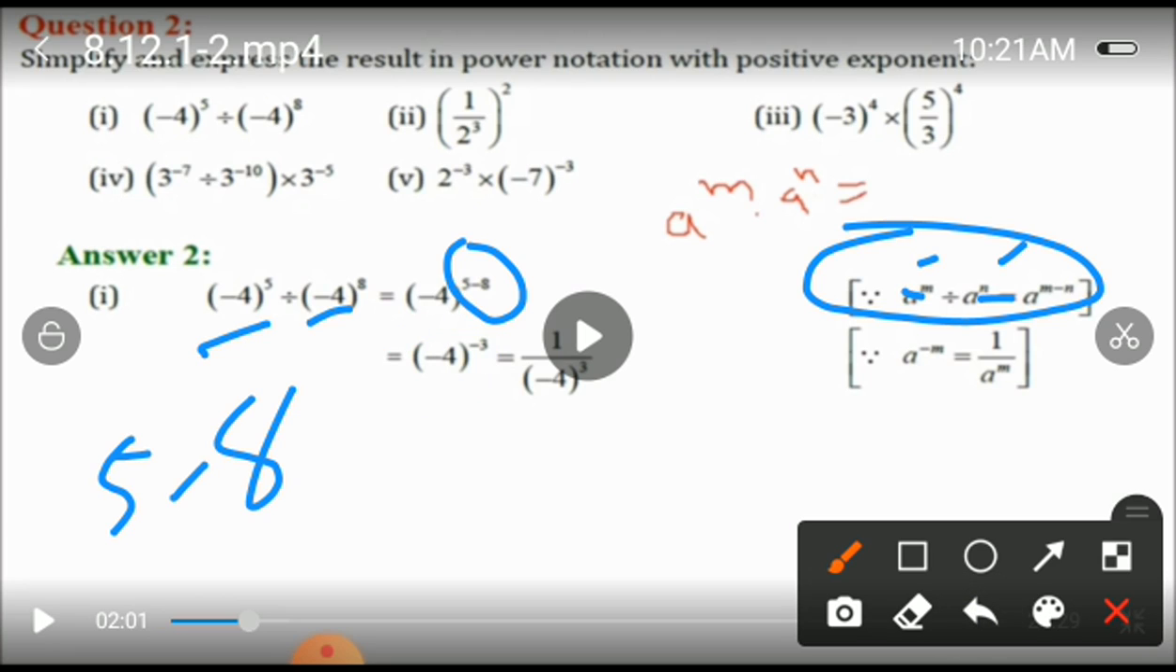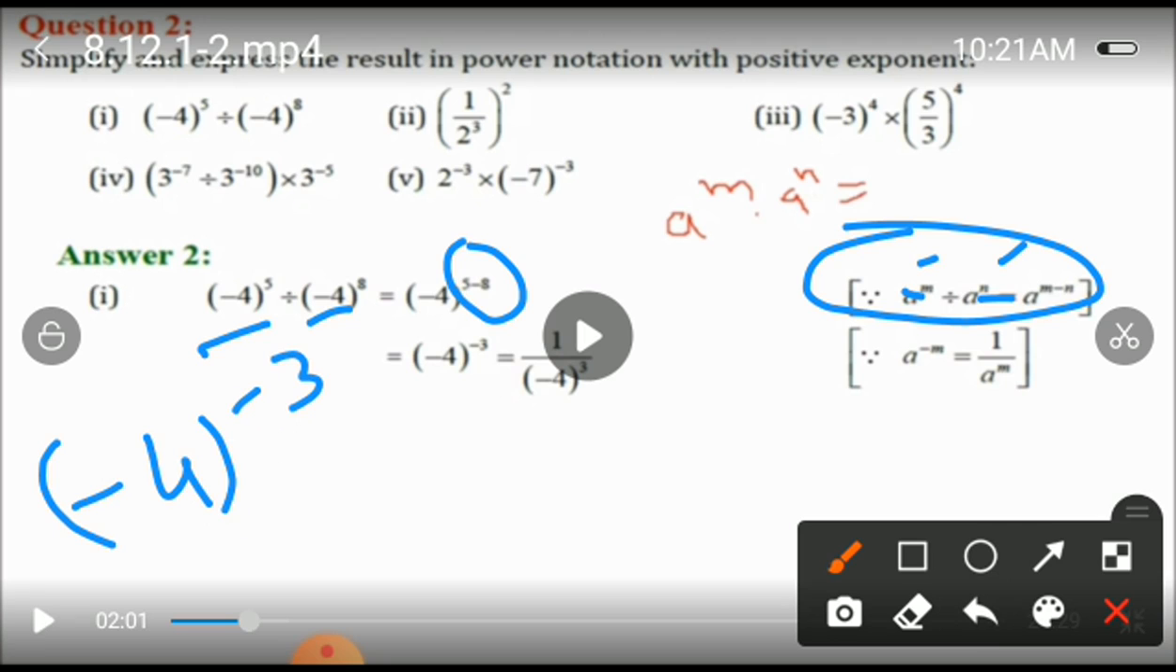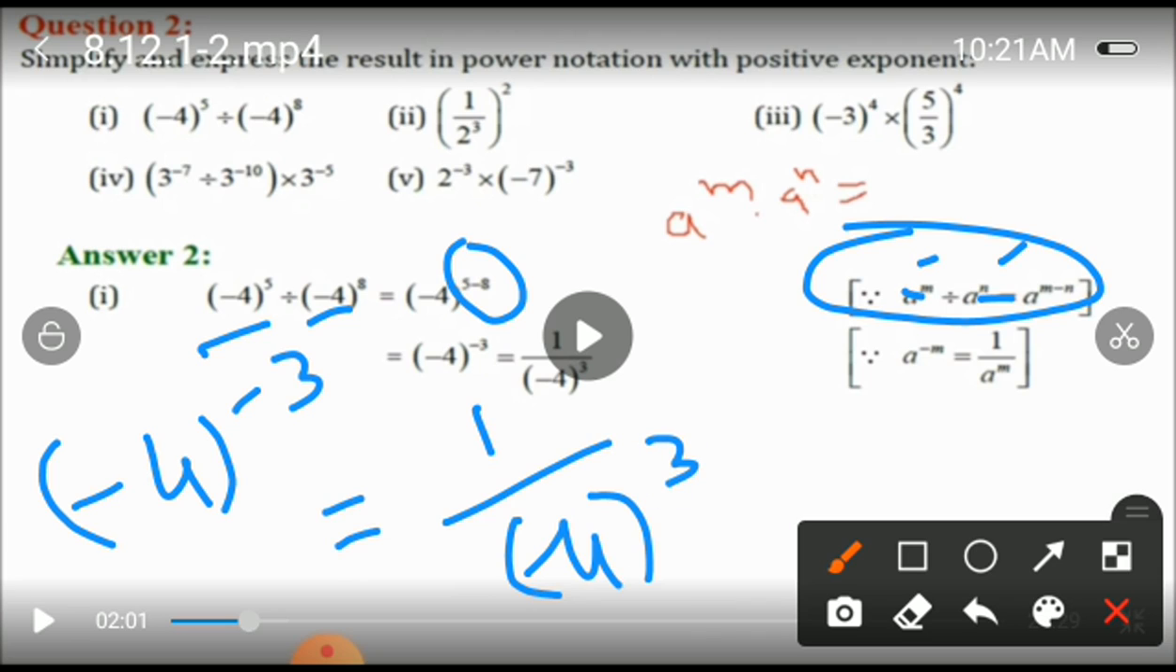And what is the meaning of this, students? Minus 4 raised to minus 3. In the previous example we already did this. That means 1 upon minus 4 raised to 3. Yes, reciprocal. You are right, my dear students.